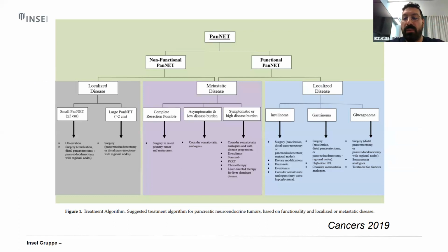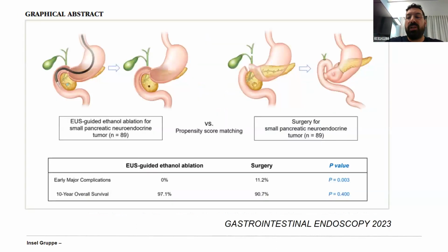pancreaticoduodenectomy or distal pancreatectomy. Some guidelines recommend that patients with PANNET who are unfit for surgery should receive annual imaging for lesions with a size less than 10 millimeters and biannual imaging for lesions from 10 to 20 millimeters. So this consideration places the potential of endoscopic treatment for tumor ablation in PANNET in a unique light.